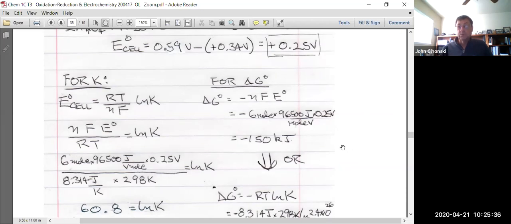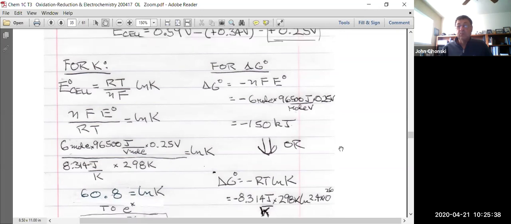That's the other quantity we would like. And we're going to do it 2 ways. And they're both very simple calculations. Delta G equals minus NFE, obviously standard state for here.